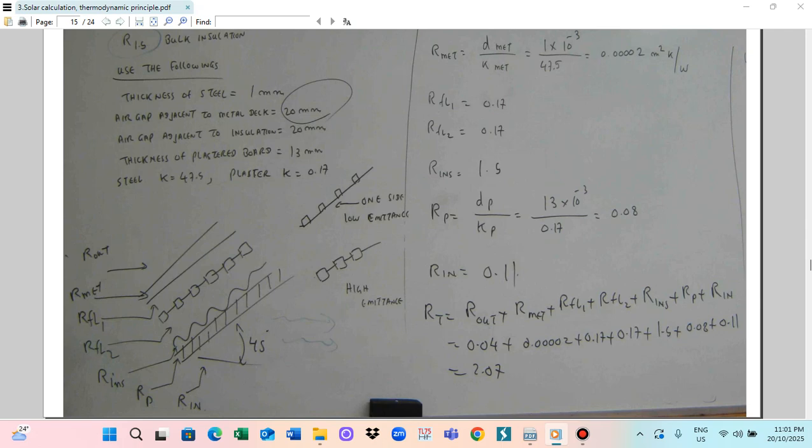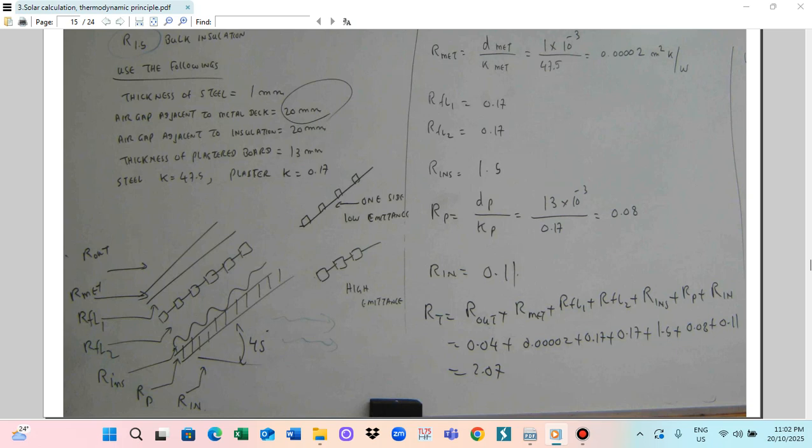Okay, the T method. The thickness of the C is 1 millimeter, and the K method: K of the C is 47.5. So 1 millimeter divided by 47.5. 1 millimeter is 10 to the power minus 3, because you convert to meters, and this is divided by 47.5. So you got 0.00002 meter square Kelvin per watt.